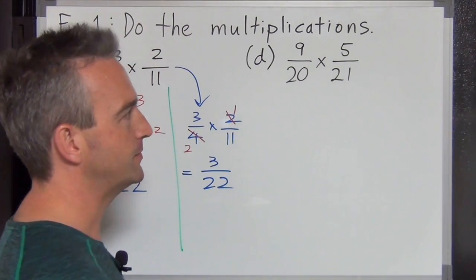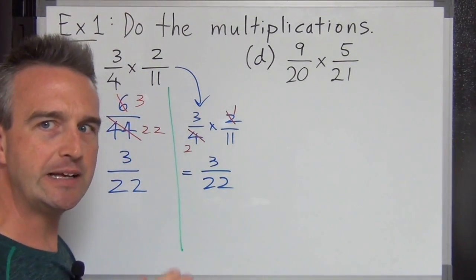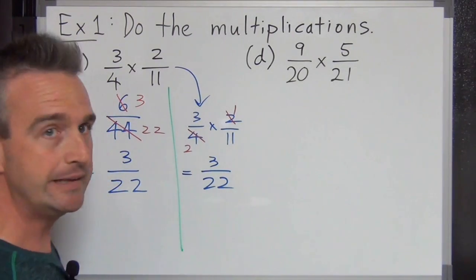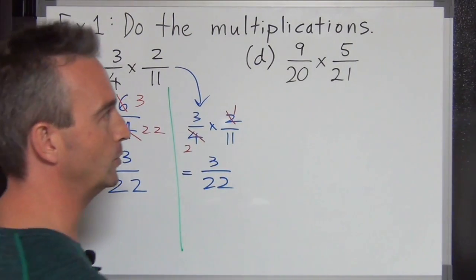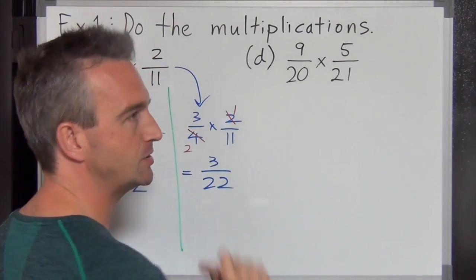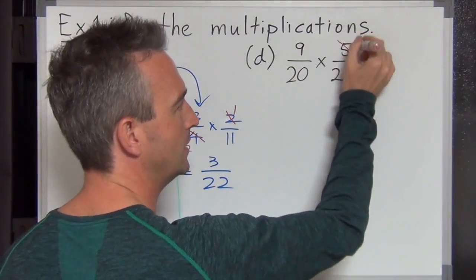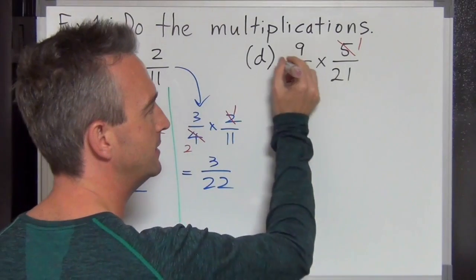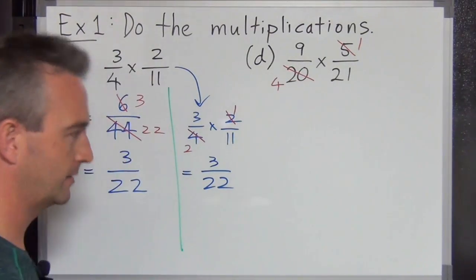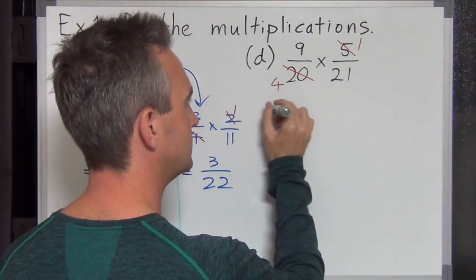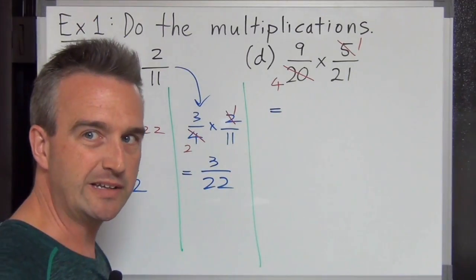9 over 20 times 5 over 21. Can we cancel anything straight away? Yes, we can, as Obama would say. I can see a 5 and a 20, so 5 goes into 5 once, and I know 5 goes into 20 4 times. Now let's multiply these. Hang on, you can cancel more there. Oh, I can cancel more?